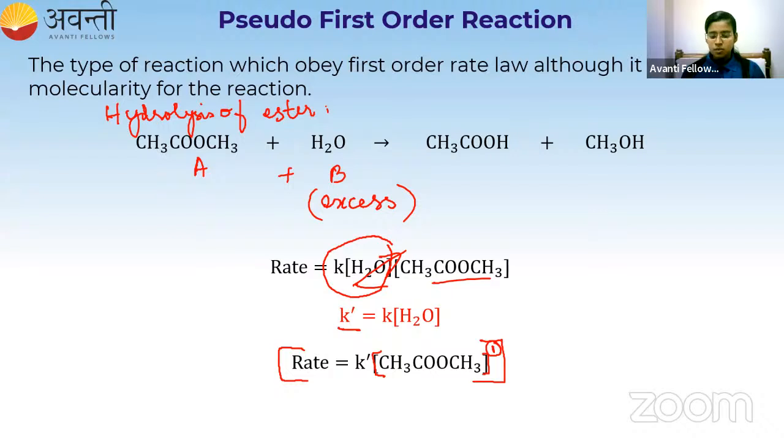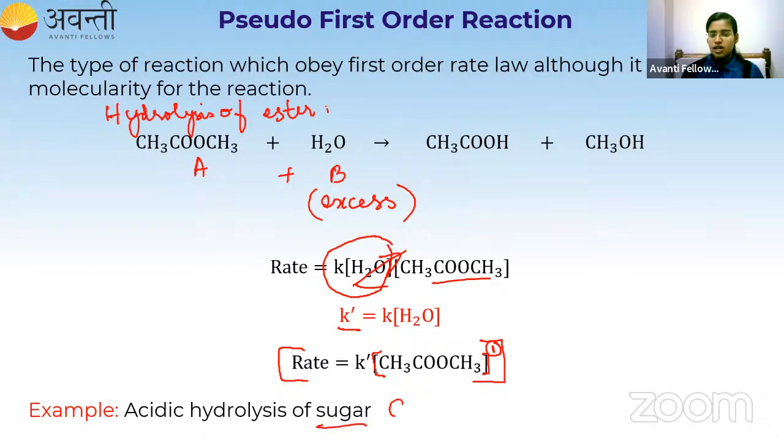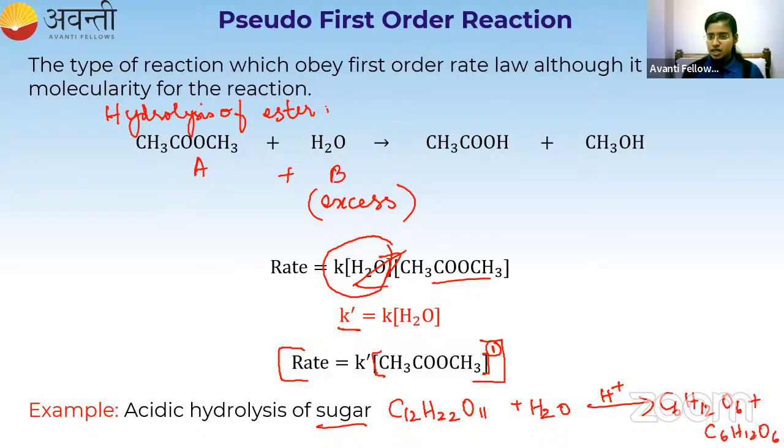One more example is also there. Acidic hydrolysis of sugar is also an example for pseudo first order reaction. Is it clear for all of you? Acidic hydrolysis means you can take a sugar molecule, formula C12H22O11, and you can hydrolyze this in presence of acid. Acid contains H plus, and this will lead to C6H12O6 plus C6H12O6. So again here water is taken in excess.